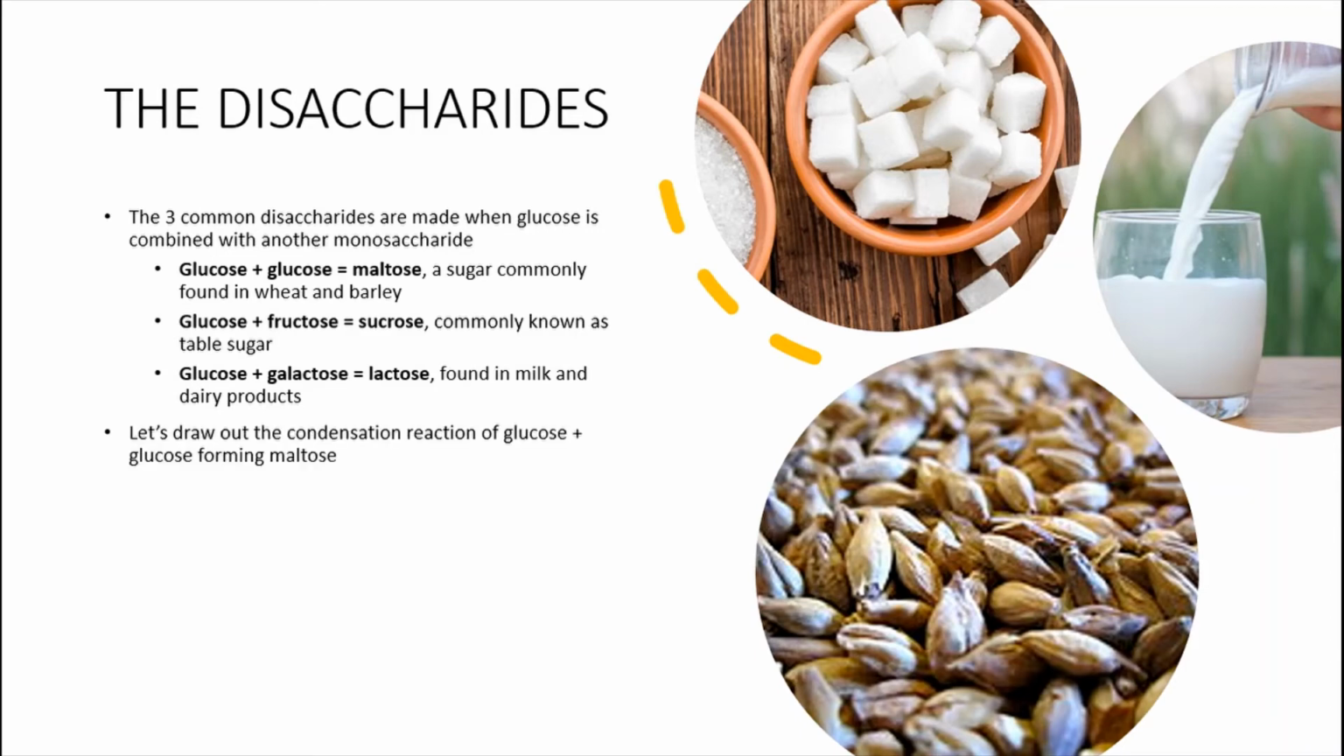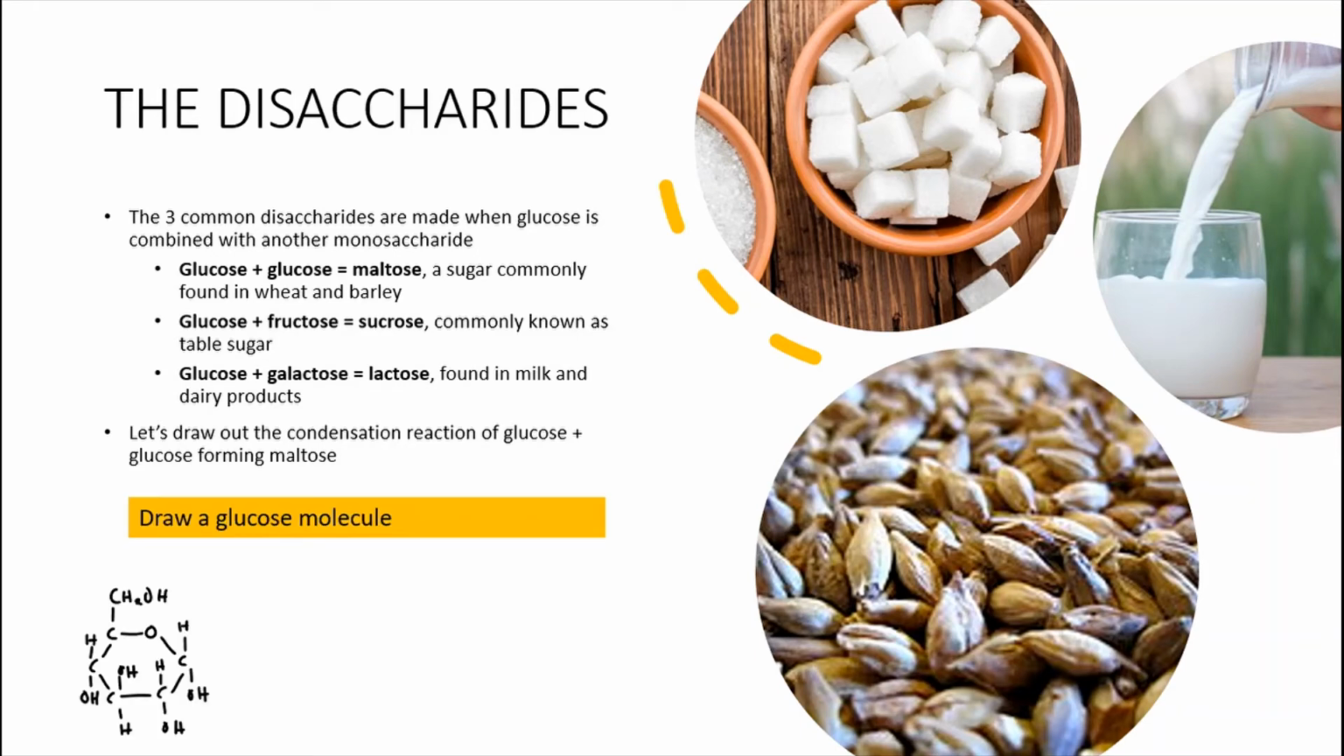Let's have a go at drawing out the condensation reaction of glucose with glucose, forming maltose. So we know how to draw glucose, and that will be our first step. And we'll draw up another glucose molecule because that's what we're linking together. Then, the next thing we need to know is that the link takes place between our carbon 1 and our carbon 4. Remember, we've learned how to count our carbons. We start from the oxygen and look at the carbon following. So this is carbon 1. We do the same for this molecule. So this is carbon 1, carbon 2, carbon 3, carbon 4, and the link takes place between carbon 1 and carbon 4.